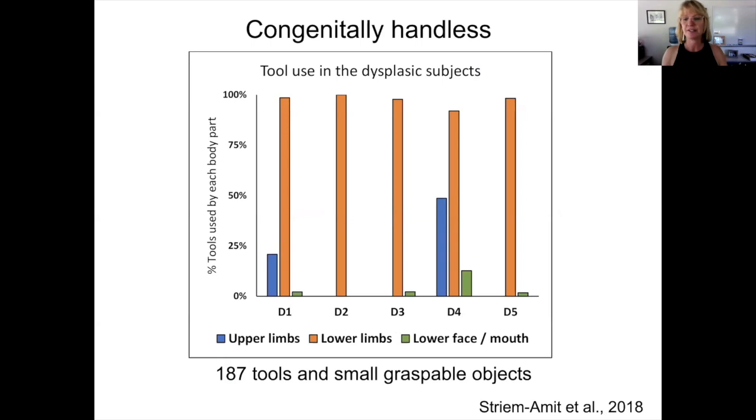This is a really great study by Shrima Mitt, and this is in humans. What she showed is that she looked at individuals that were born without arms, and she looked at how they use tools. These are different subjects here, D1, D2, D3, D4, they're all different subjects. And you can see the orange is lower limbs. When they were engaged in using tools, almost all of them were using their feet.